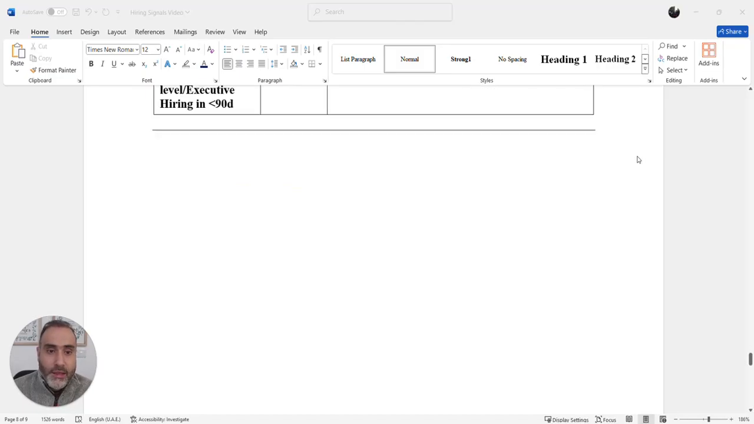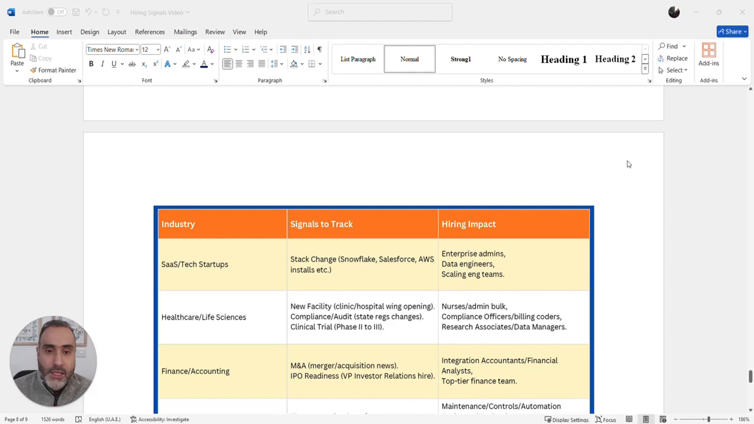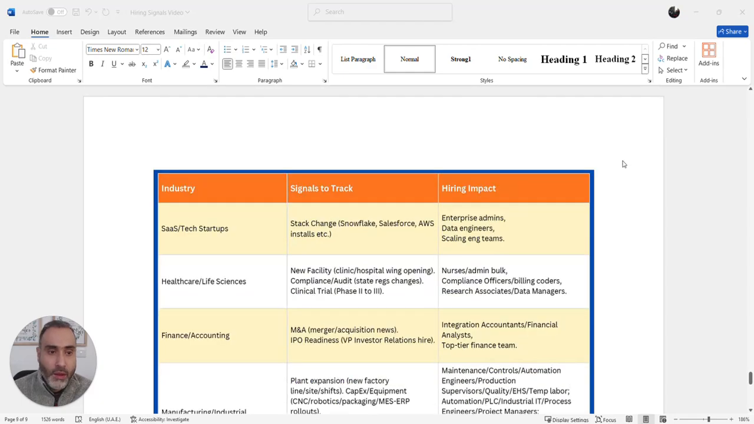On top of generic signals, I also use industry-specific signals. For example, in manufacturing, a new plant or new CNC line; in healthcare, a new facility or new clinical trial phase. This tells you what's really happening in that industry and where the hiring pressure will be in the coming days.